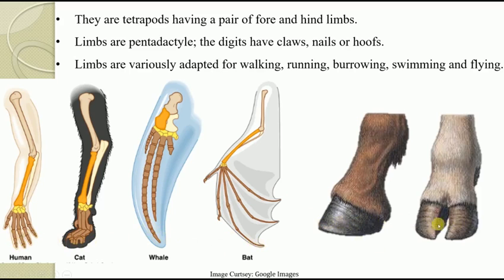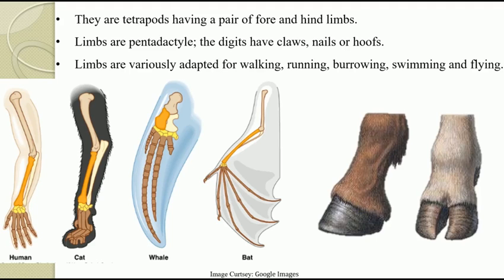So here you can see the hooves, which are generally found in herbivorous large animals such as cattle, deer, zebra, wildebeest, buffalo. You will always find such hooves on their legs, which is again a characteristic feature. Then limbs are variously adapted for walking, running, burrowing, swimming, flying, etc.